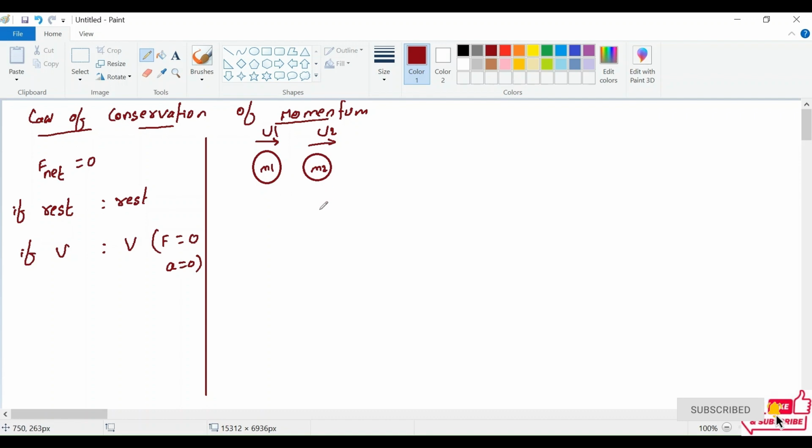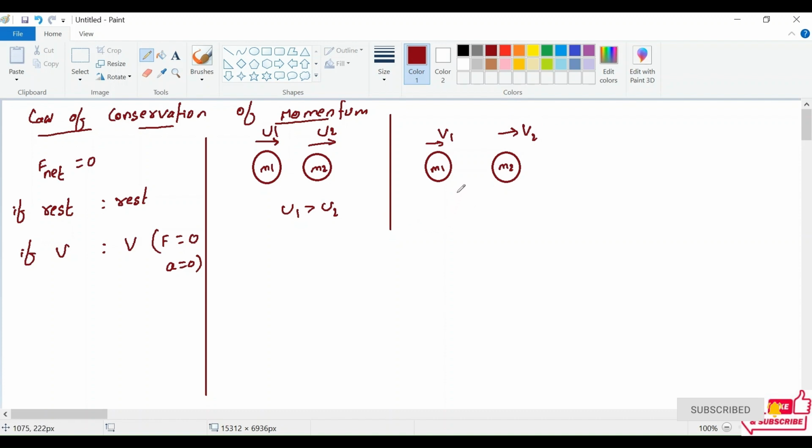So when they hit, whose velocity should be bigger? m1's velocity should be bigger. If u1 is greater than u2, then they will collide. So at some point of time they collide. After collision, their velocities will change, right? The first one's velocity becomes something and the second one's velocity also becomes something. So mass m1 has velocity v1, and mass m2 has velocity v2 after the collision.